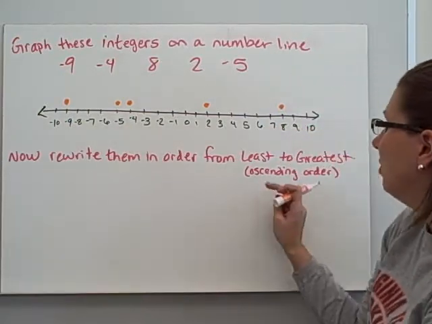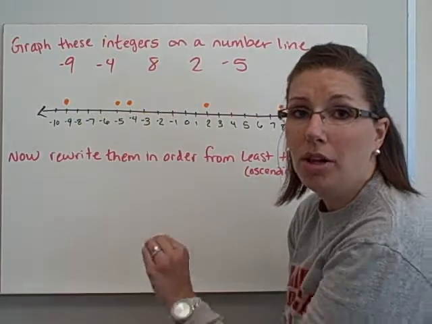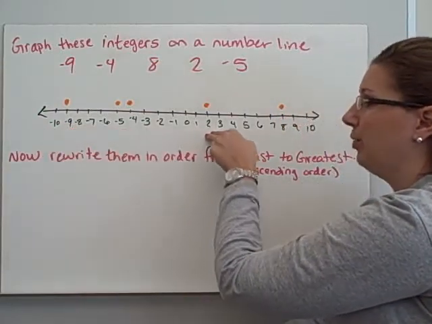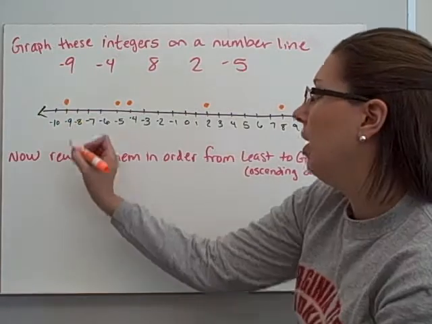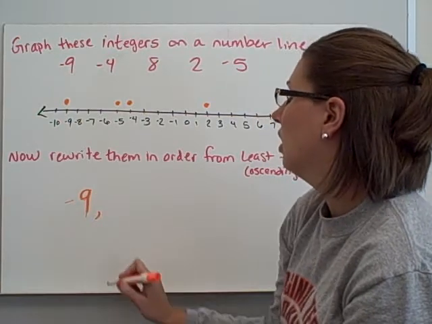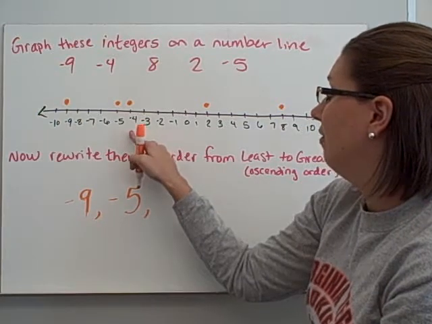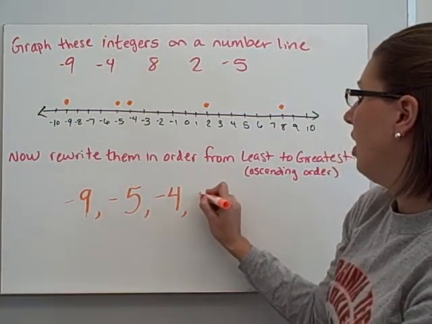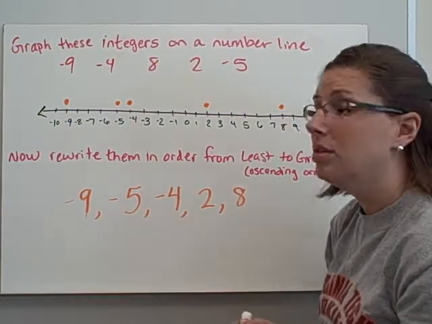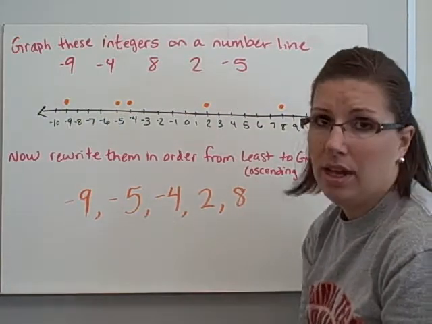Now, rewrite them in order from least to greatest. We call that ascending order. Remember, the smaller numbers are on the left, and then they get bigger as you read to the right. So I'm going to rewrite my numbers in order from least to greatest. I'm going with -9 first, then -5, then -4 comes next, +2, and +8. Do not get confused and look at only their absolute values, because that will not give you the correct answer.